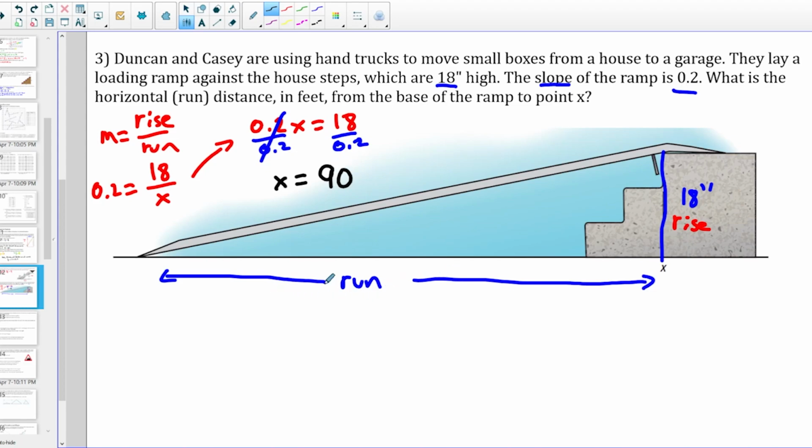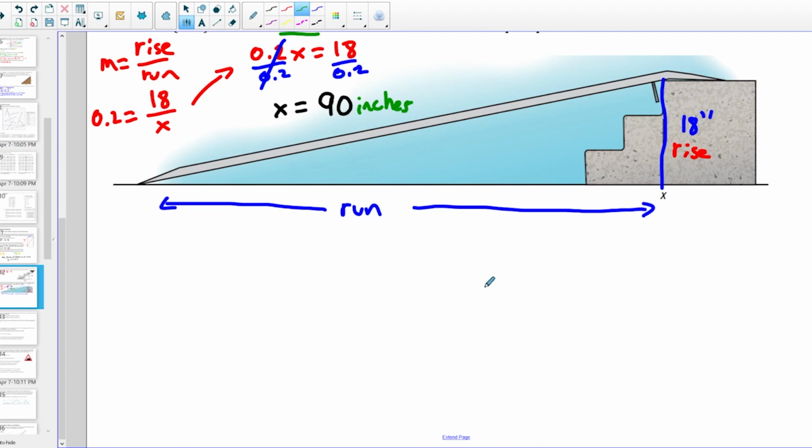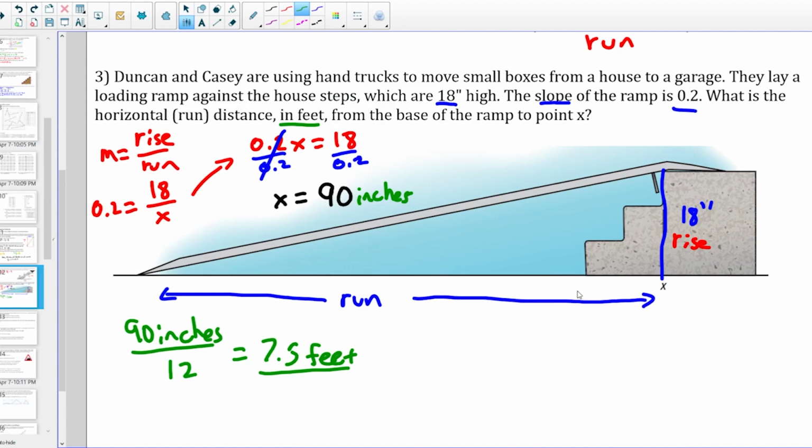Now we're not quite done our question yet because we were asked for our distance in feet. Since we worked originally with 18 inches as our rise, this would mean that our run is 90 inches long. How do we convert inches into feet? Well, we know that for every 12 inches, it gives us 1 foot. So we can take 90 inches and divide it by 12 to figure out our number of feet. So 90 divided by 12 gives you 7.5 feet. So that will be our horizontal distance, or the run, of this ramp.